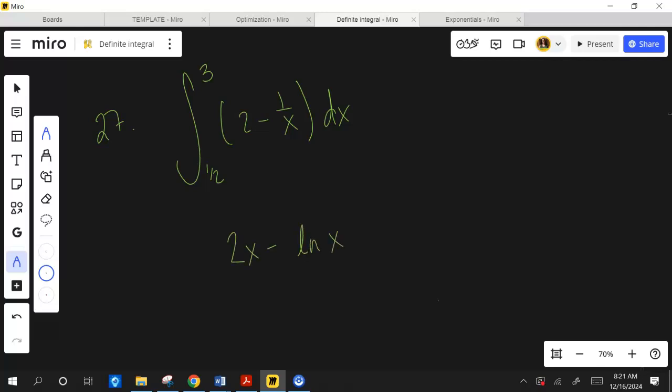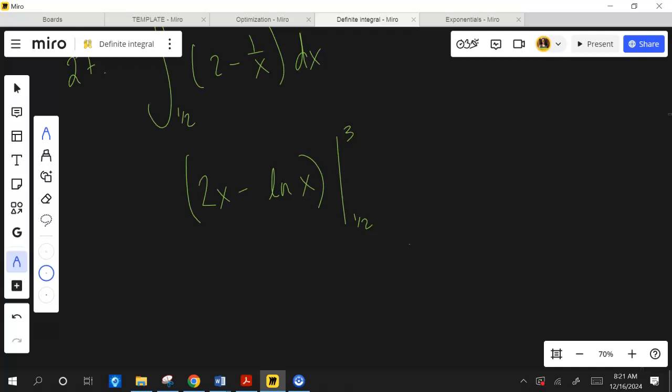All right, antiderivative. Two x minus log x, and I am evaluating from 1/2 to 3. Which means I just plug in the upper limit, 2 times 3 minus log 3. This is a good one. 2 times 1/2 minus log 1/2.